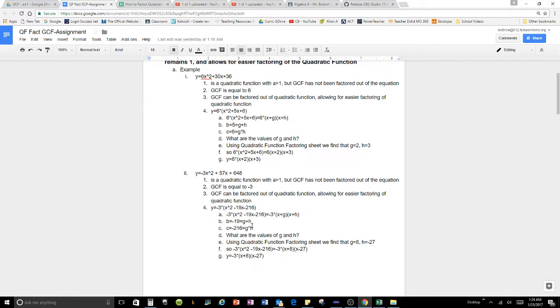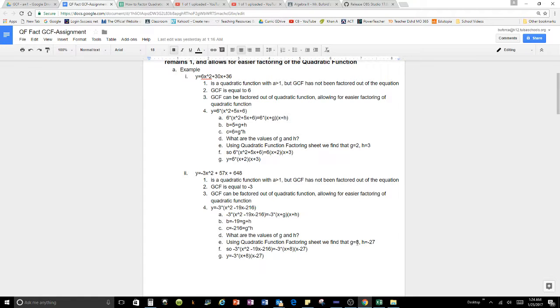So let's go back to the problem we were working on here, and again we said we need a g and h such that when you multiply them together, they give us minus 216. When you add them together, they give us minus 19. And so we had solved this before, but I just wanted to show you how we got those values.